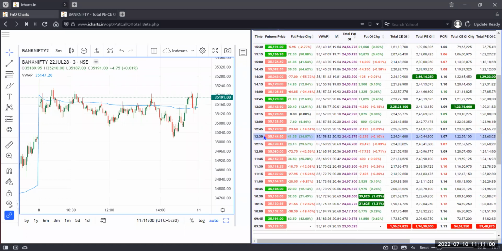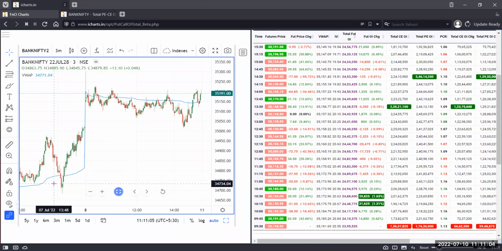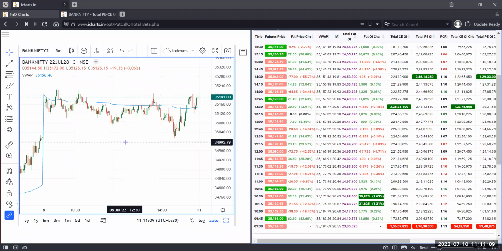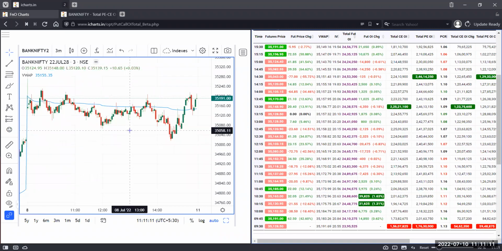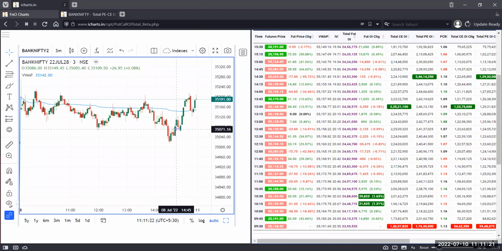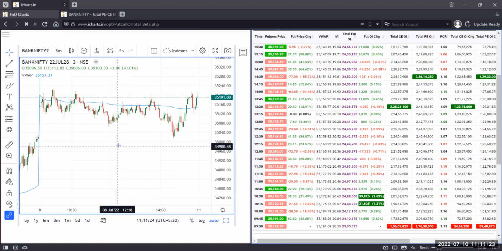Quite a few people had asked me about this, and also about expiry day on 7th. So we'll walk through those days. Definitely a few places will be there during the day when it gets a little bit tricky. So we'll see what we could have done.